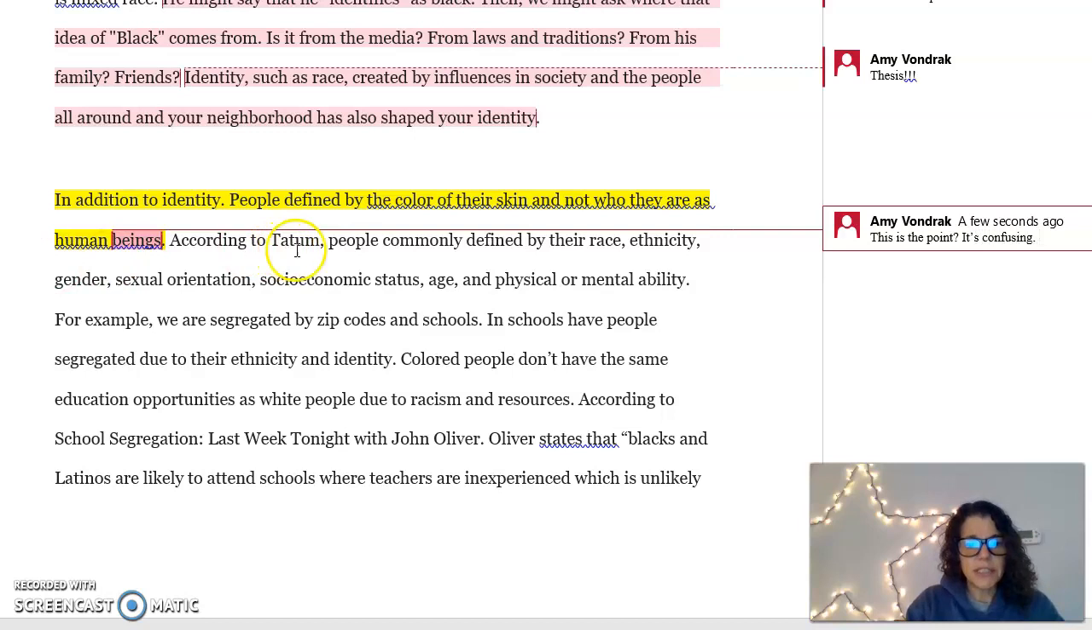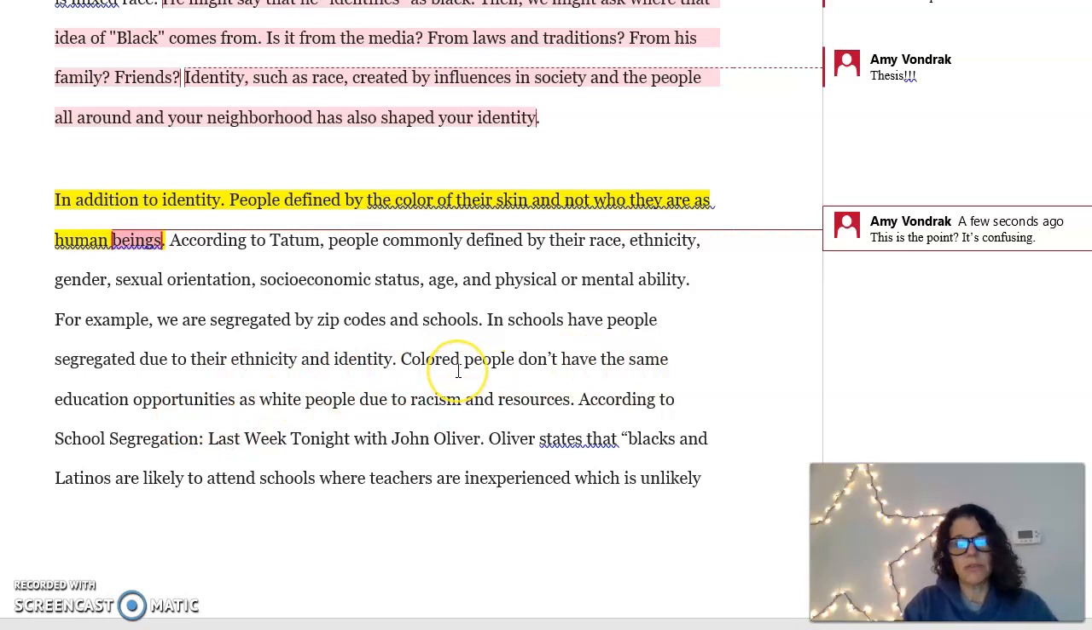"Okay, according to Tatum, people commonly defined by their race, ethnicity, gender, sexual orientation, socioeconomic status, age, and physical or mental ability. For example, we are segregated by zip codes in schools." As a teacher, I'm like, oh God, I like the example. "In schools, have people segregated due to their ethnicity and identity. Colored people don't have the same."